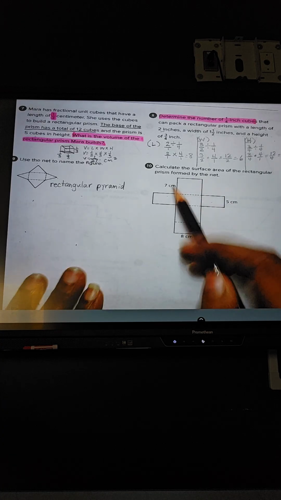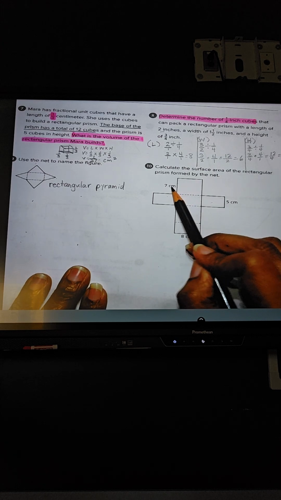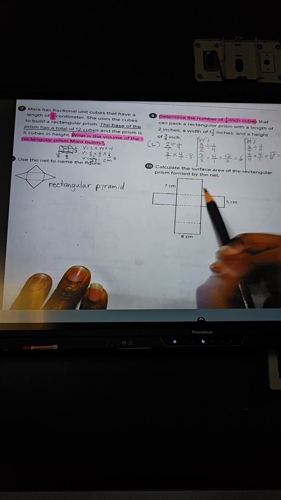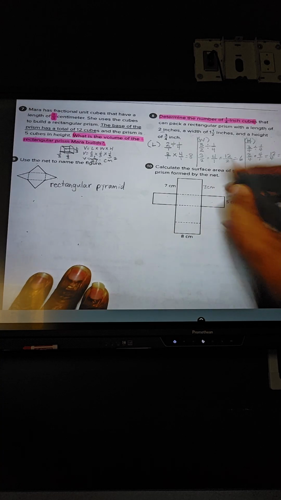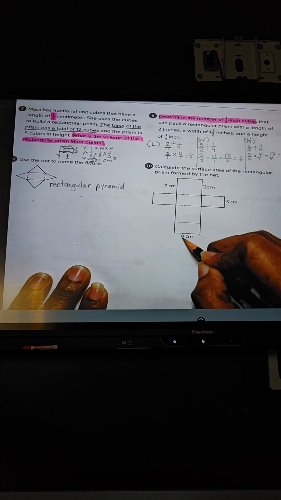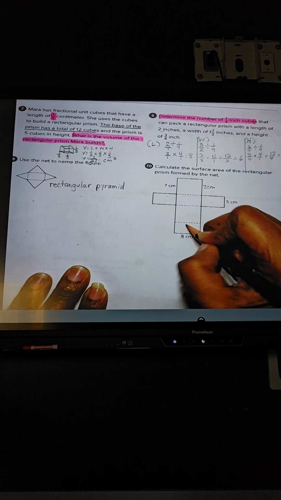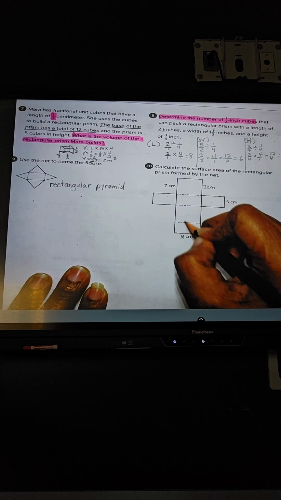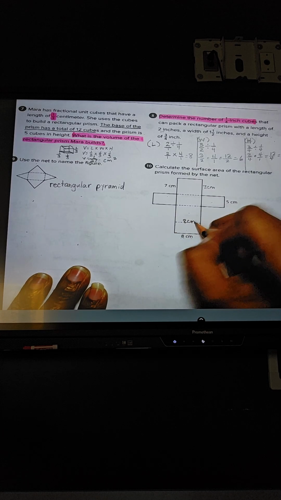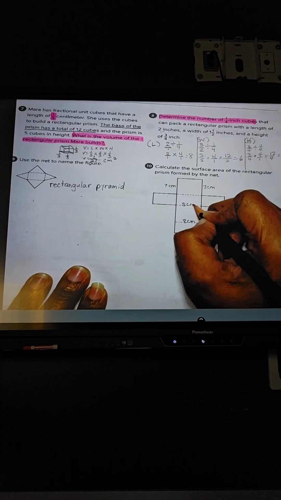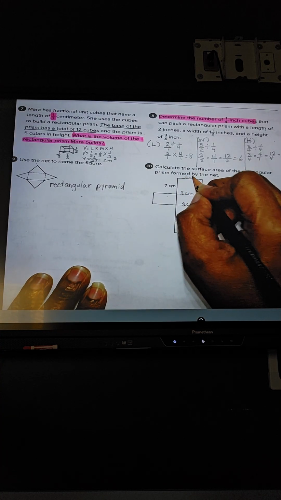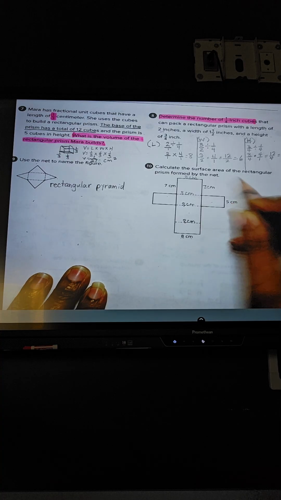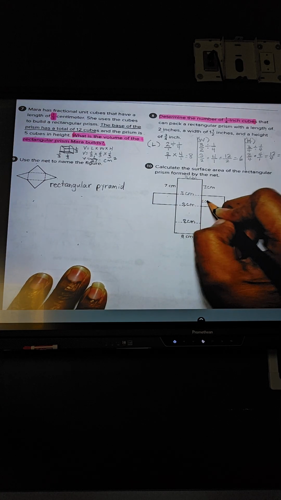If one side is 7 centimeters on a rectangle, then the other side is automatically 7 centimeters. Okay? If this side is 8 centimeters, that means all the way up from here to here is 8 centimeters. If this is 5 centimeters, that means this is 5 centimeters.